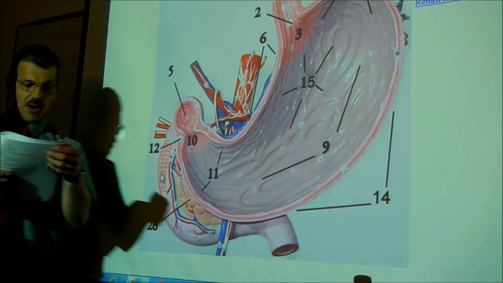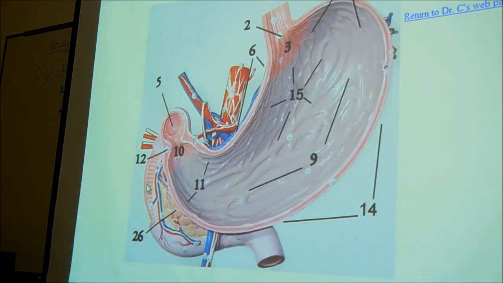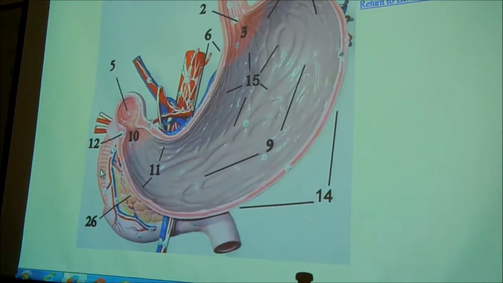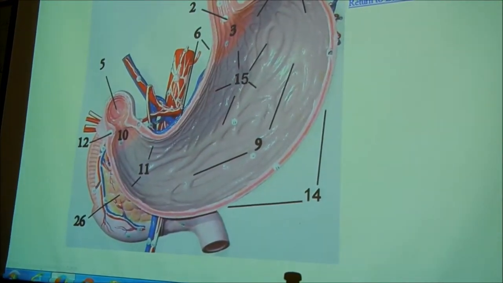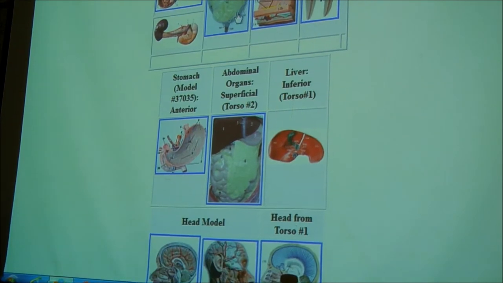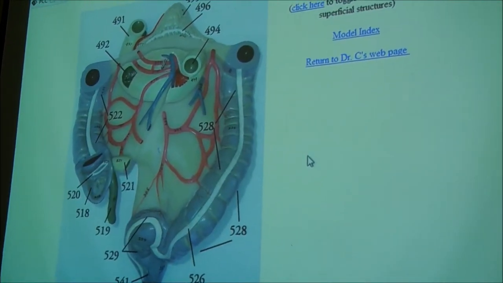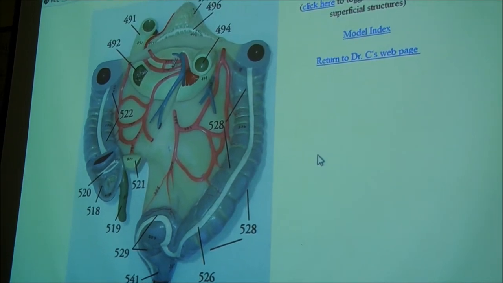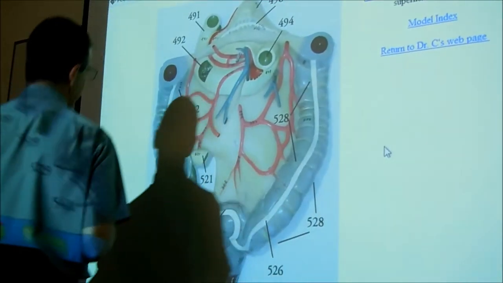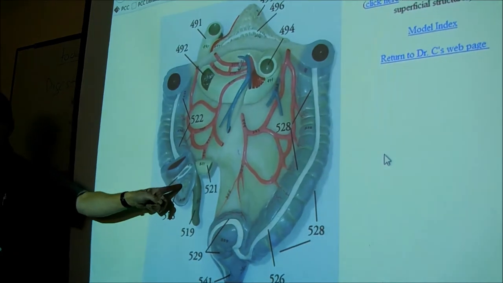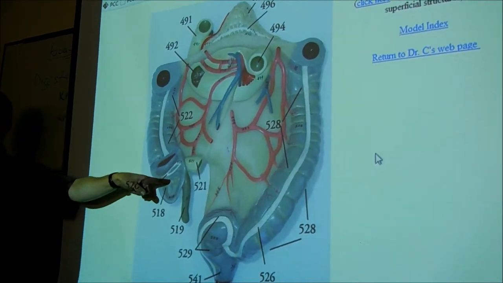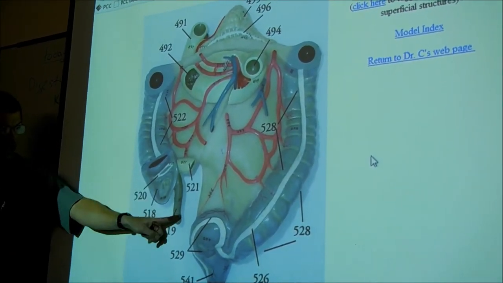Let's find some large intestine, aka colon. Same thing, same place. Doesn't matter which one you use. Let's find my colon. Where is my colon? Right here. Okay, so what you want to do on a quiz or test is take your finger, pretend it's poo, all right? You're going to start here. So what is this little sac you're starting in? The cecum with the appendix hanging off.